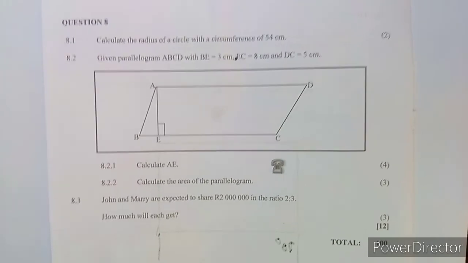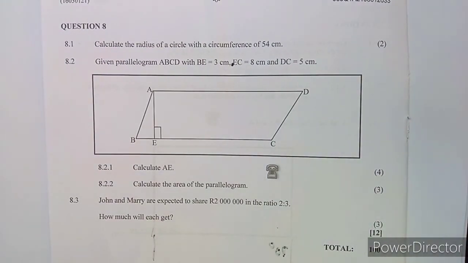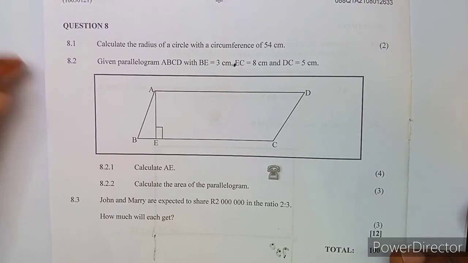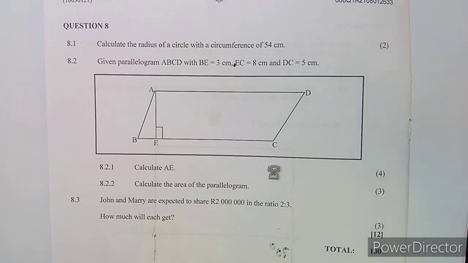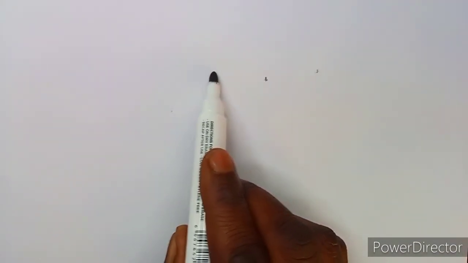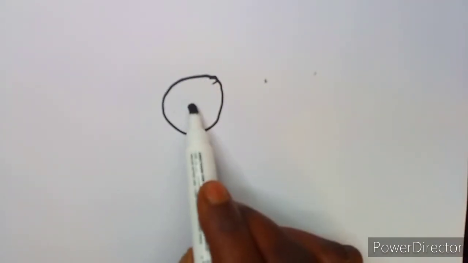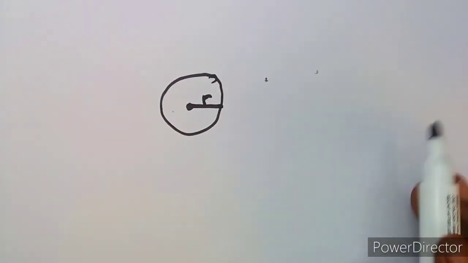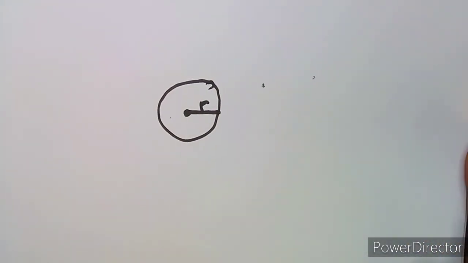And on number 8, we are asked to calculate the radius of a circle with a circumference of 54 centimeters. Okay, calculate the radius of a circle. So how can I calculate the radius of a circle? Remember the properties of a circle. And when I'm given the circumference of a circle, I can calculate the radius.